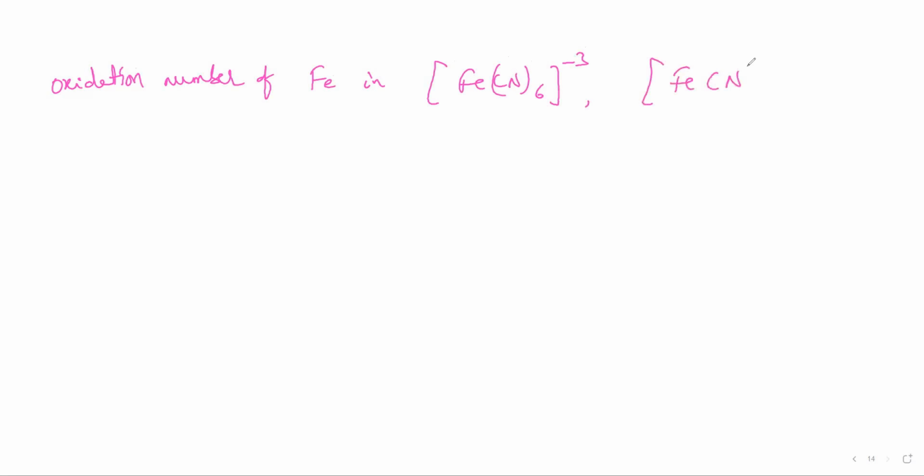Next question. Oxidation number of iron in [Fe(CN)6]3-. So one compound, next compound: [Fe(CN)6]4-. Next compound: [Fe(SCN)], sorry, thiocyanide.